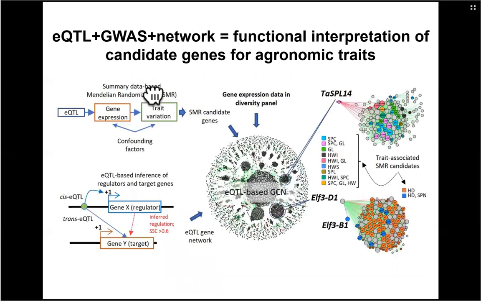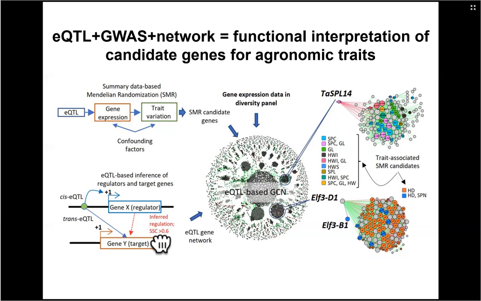So we used the well-established method. Here we used the SMR method to integrate the eQTL summary and the GWAS results to predict the gene candidates, and we predicted about 300 gene candidates. Since there are relatively few genes cloned in wheat, we used co-expression and inferred regulation to build up a gene network in order to find out some clues between those predictions and the agronomic traits.